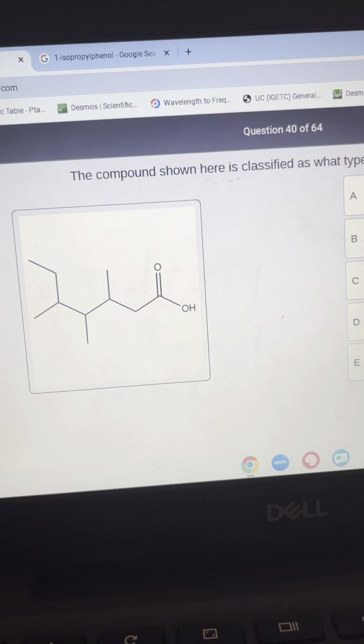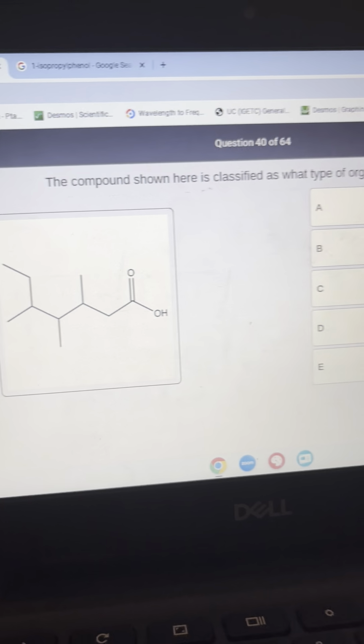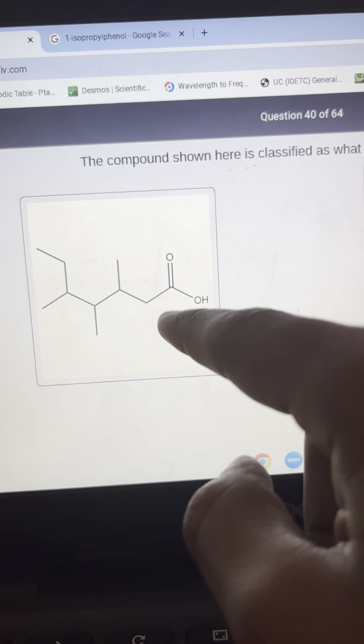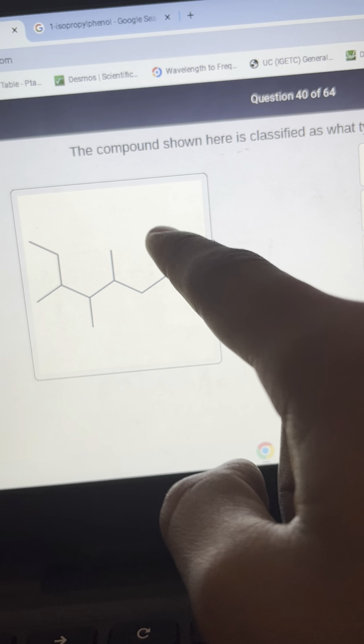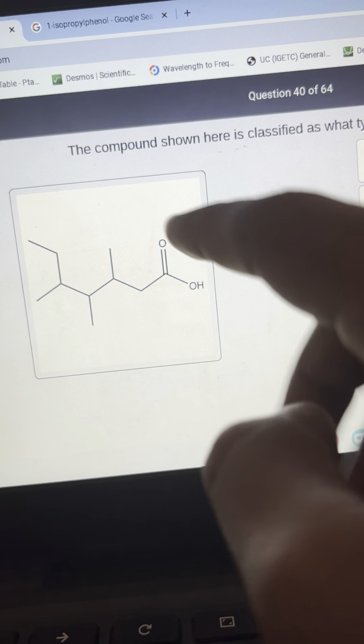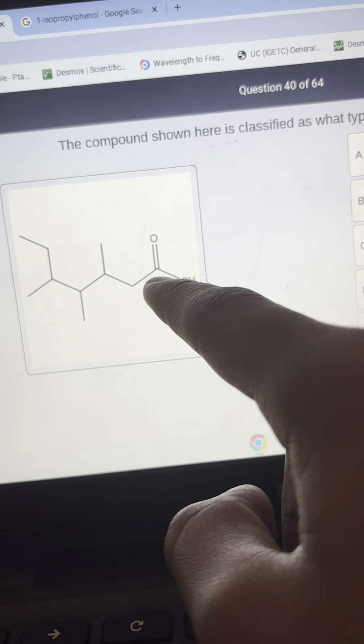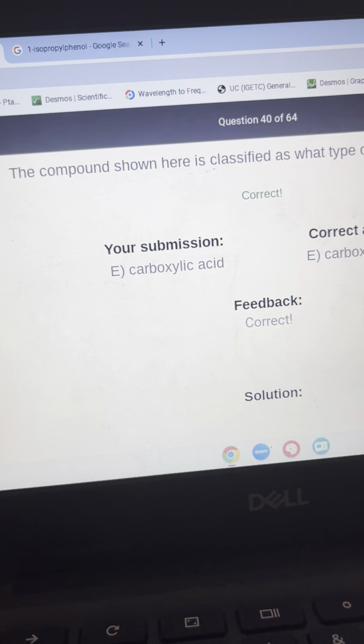Okay, here, what kind of organic compound is this? Remember, a ketone is just the O. An aldehyde is the O and then an H, but a carboxylic acid is an O and an OH. So that's how you know this is a carboxylic acid, just like that.